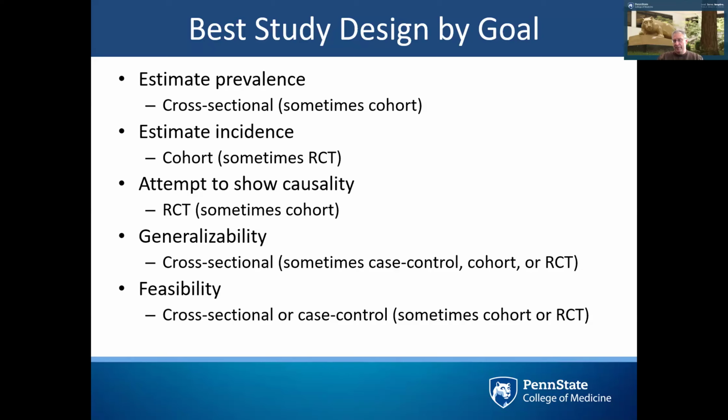And the last two, generalizability and feasibility. All of these can actually be addressed as long as they're carefully planned. For example, for feasibility, cross-sectional or case control is probably the best. But if your goal in the feasibility is, can I recruit patients? Then you probably want to do a pilot feasibility randomized controlled trial to see how well can I recruit people? And the only way to do that is using an RCT.